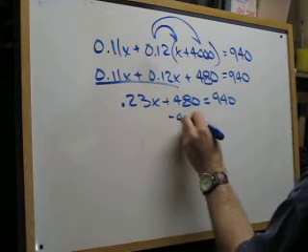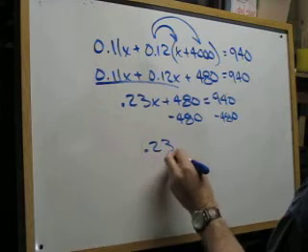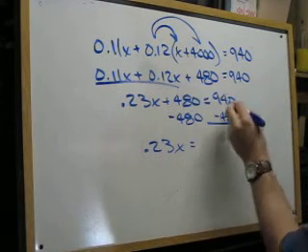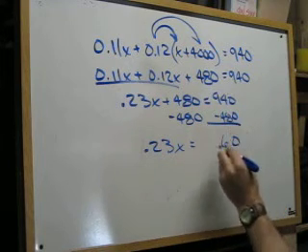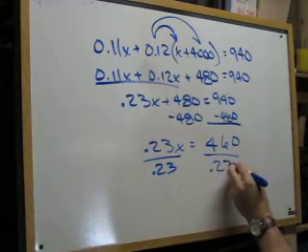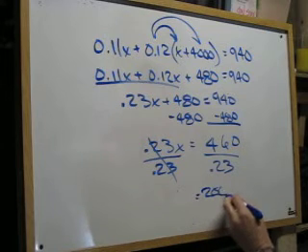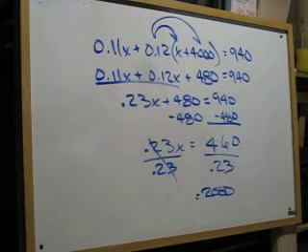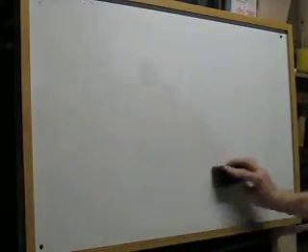And subtract 480 from both sides. And we get 0.23x equals 940 minus 480. 0 minus 0 is 0. 14 minus 8 is 6. 8 minus 4 is 4. Now we divide. Those cancel. And we have 460 divided by 0.23. And that gives us an answer of 2,000 when we actually do the math. So that should be the hardest one on lesson 5.6, 1 to 24.